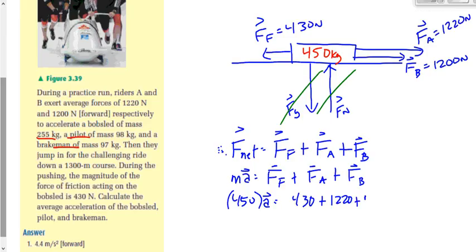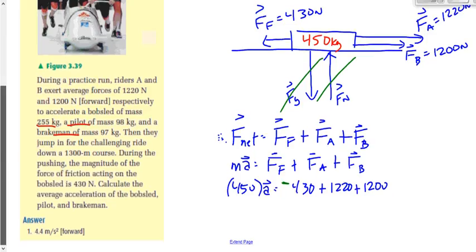M is 450. The acceleration is, that's what we're looking for. FF is 430. FA is 1220. FB is 1200. Is that right? What's wrong? Yeah, 430 is a negative value because it's going to the left, right? That's one of the benefits of having that free body diagram: first of all, we see in a quick little summary what the forces should be, but we also see what direction they are. We've already thought that through, and because we have, we realize that it is a negative value. Solve for A here. All we're going to do is add up what we have on the right side and then divide by 450. And when we do that, we end up getting 4.4 meters per second squared to the right.